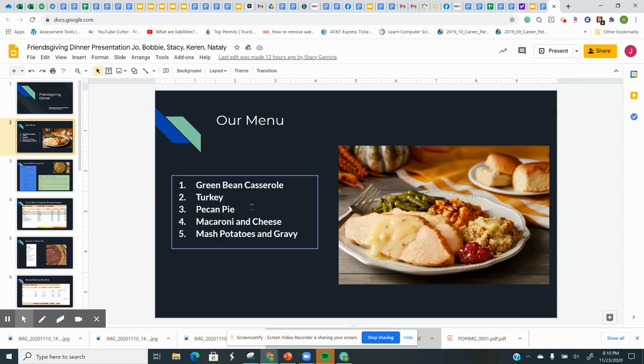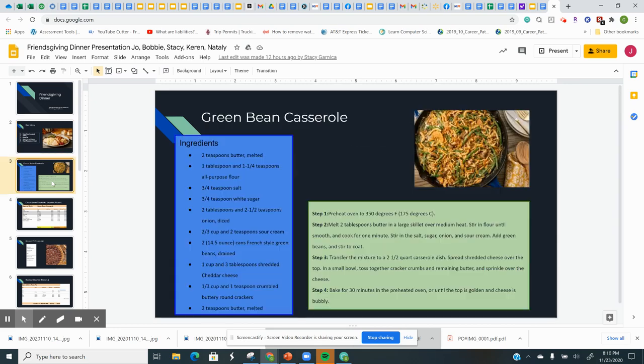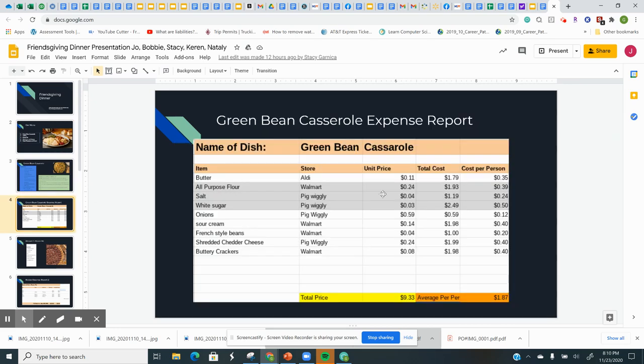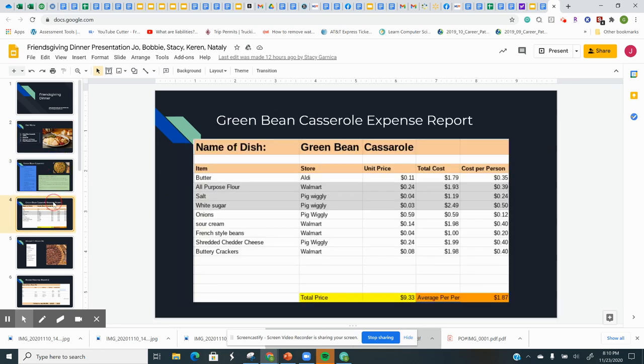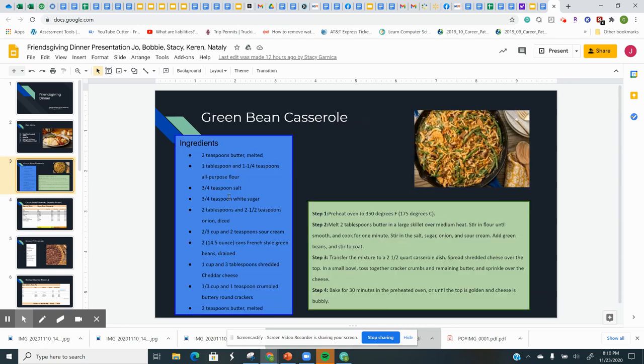They have their menu of what will be at their Friendsgiving dinner, a recipe, and then here's the expense report. So to make the green bean casserole, they looked at the recipe and bought these ingredients. You don't have to buy salt unless you don't have salt in your cupboard. Any of the staple items, the flour, the salt, the sugar, you wouldn't need to budget for those. We'll just assume that you have them.